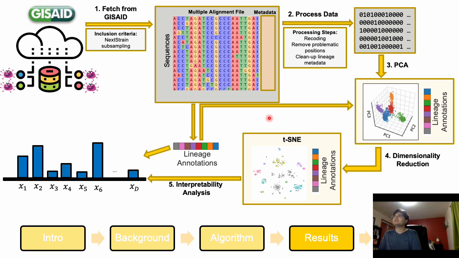Our pipeline looks something like this. We collected the samples from GISAID using the Nextstrain subsampling. We took the multiple sequence alignment file and processed it, recoding it, removing problematic positions, and cleaning up the lineage metadata in order to get World Health Organization lineage names. We then performed the PCA transformation on it and passed this into our t-SNE as usual. But we also performed an interpretability analysis by using the gradients of the t-SNE. And they result in something that looks kind of like on the right. This would represent the feature attribution scores that we collected and analyzed.